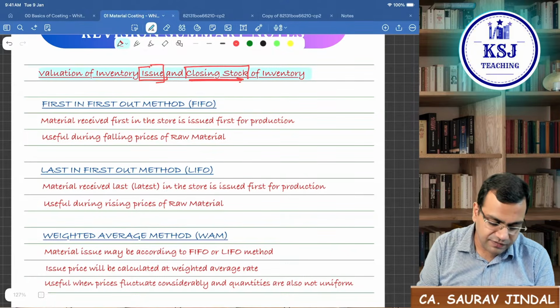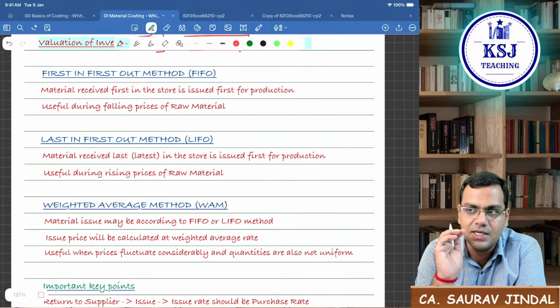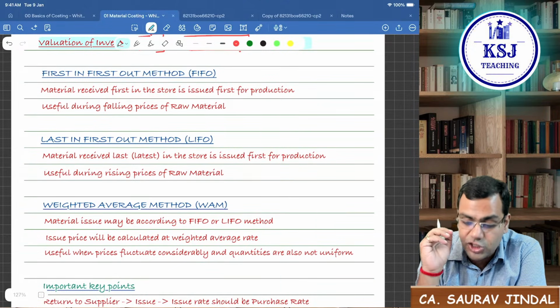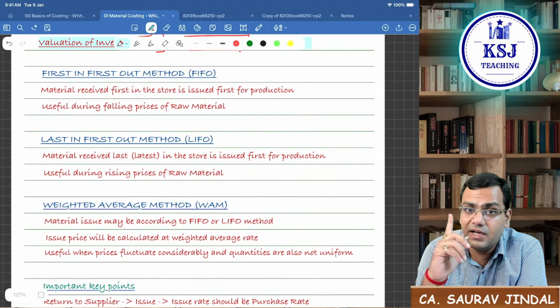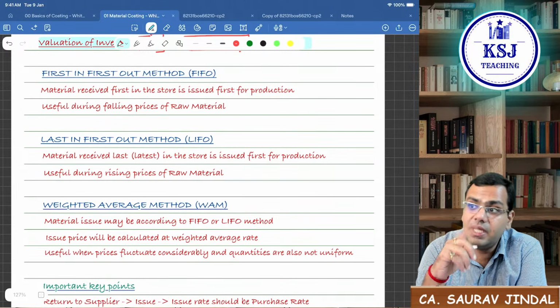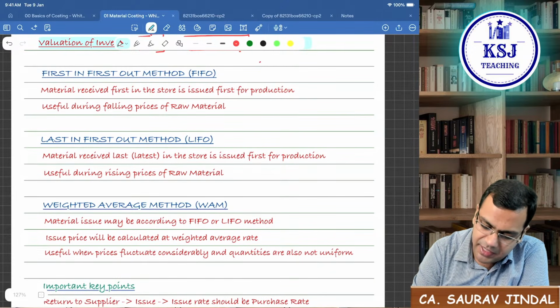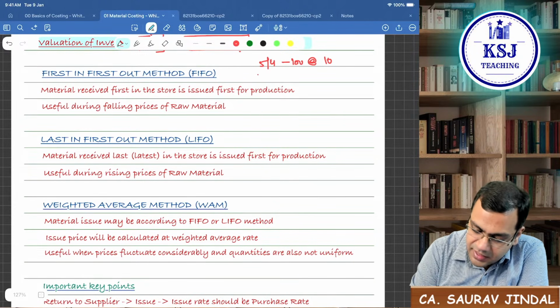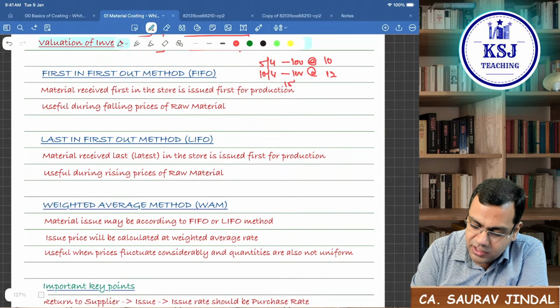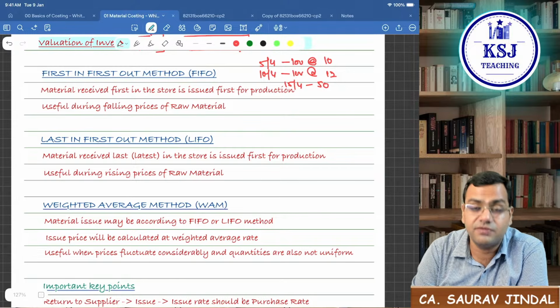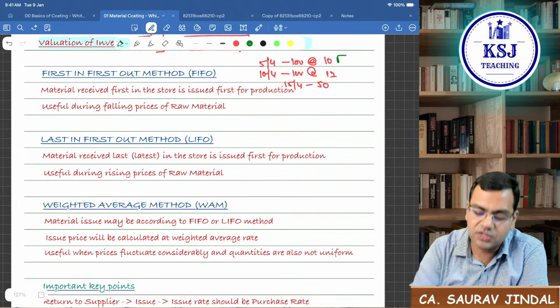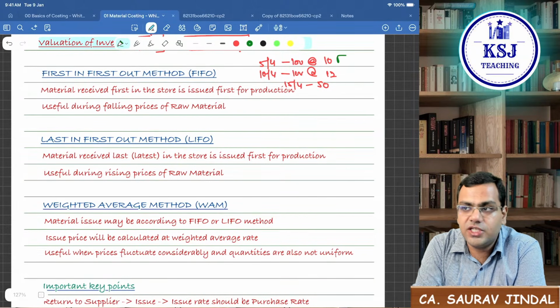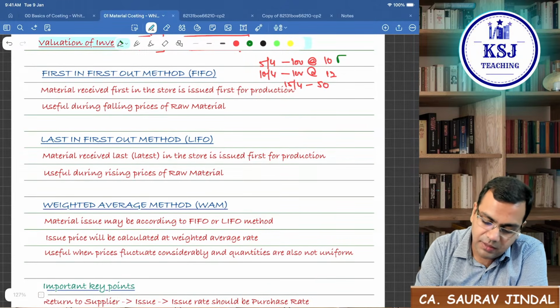Now, what is the first in first out method? The first in first out method says that if any material is issued, the material which is received first will be issued first. Let's say you are receiving material on 5th of April, 100 units at rupees 10 per unit. Then again you are receiving it on 10th of April, 100 units at the rate of 12 per unit. On 15th of April, if you are going to issue 50 units, which one will you issue? You will issue the first one. The material which is received first in the store will be issued first.